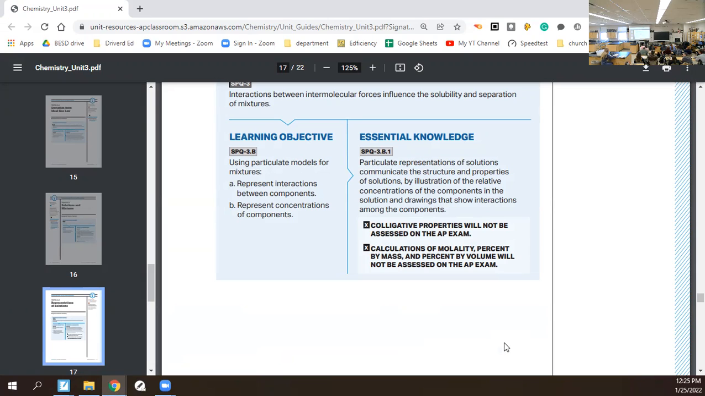Okay, colligative properties will not be assessed on the AP exam. Celebrate, because they suck. Ready, go. All right, there we go. Moving on. All right, calculations of molality, percent by mass, and percent by volume will not be assessed in the AP exam.